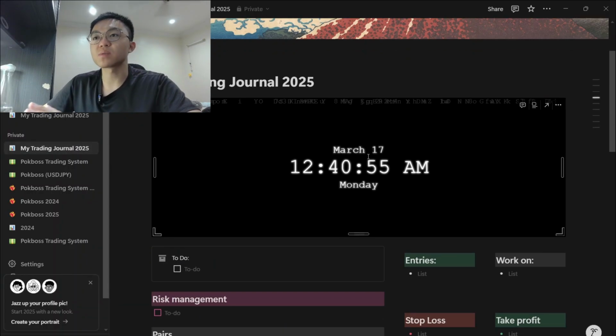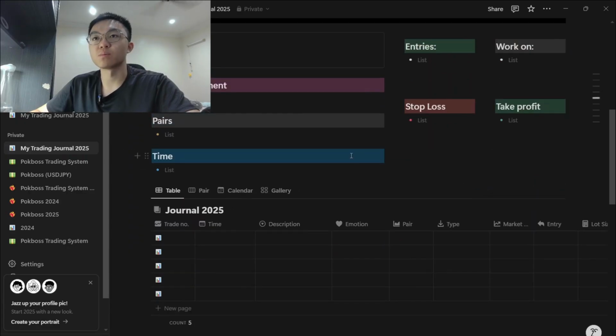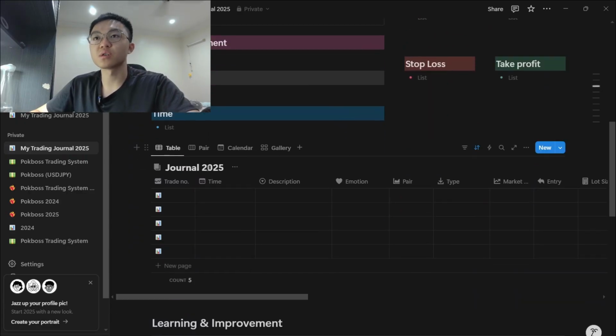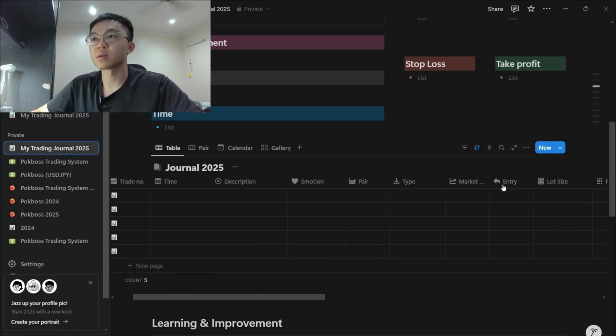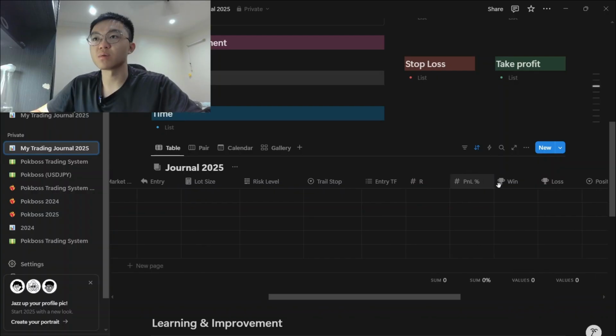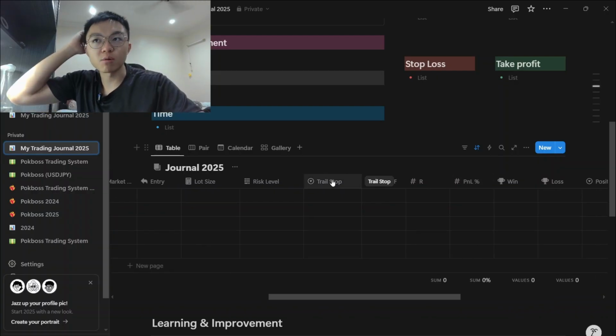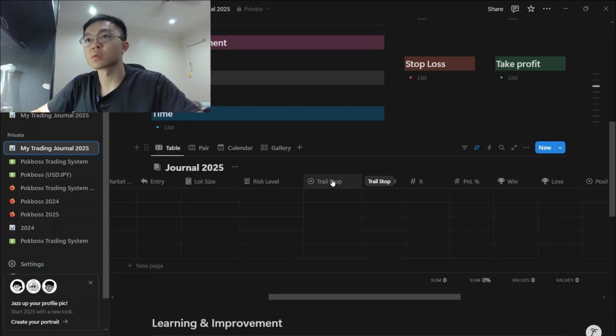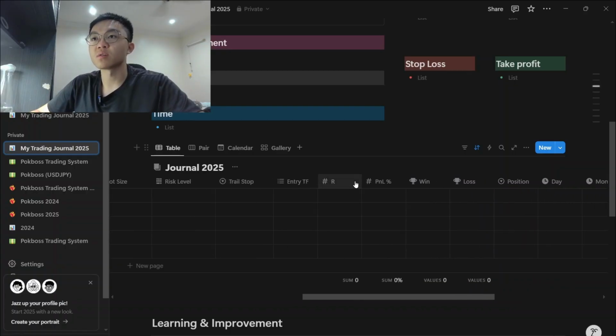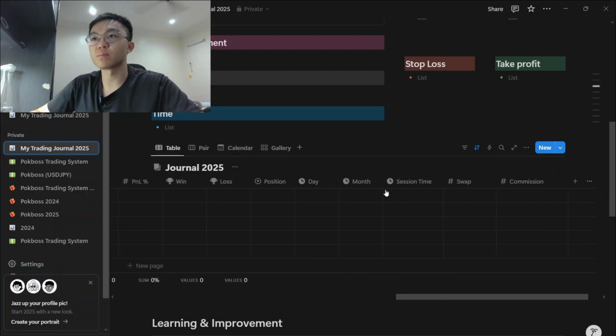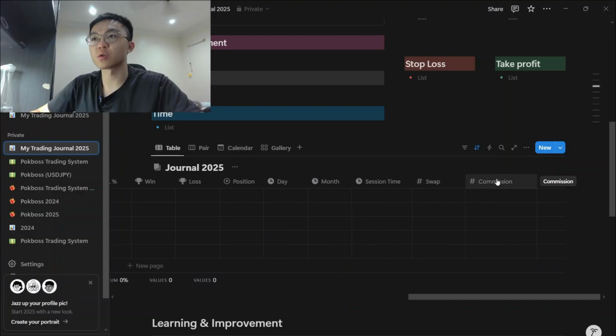Now we have settled the first part. We will go to the second part here, which is the most important one, the journal. This is the journal 2025. We have trade number, time, description, emotion, pair, type, market, entry, lot size, risk level, trade stop, because I know there are some of you who use a trade stop in your trading system. And then entry time frame, risk to reward ratio, profit and loss, win, loss, position, day, month, session time, swap and commission. Because my Justmarket account doesn't have swap fee and commission fee, mine is usually 0.